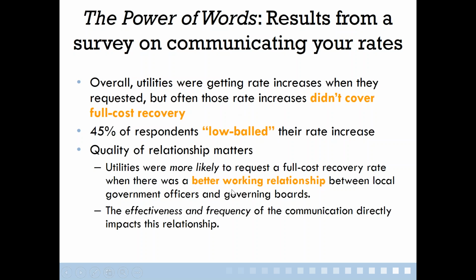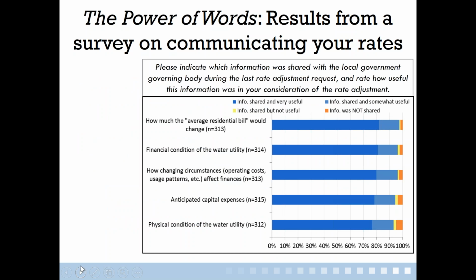More specifically, the effectiveness and frequency of the communication really impacted that relationship. So not only did speaking more consistently with your governing boards help in covering the full cost of service, but also making sure that you're having effective communication. So you're not just talking to them about things that they're not interested in or aren't useful, but you're also making sure that it's targeted information that is necessary to make your case.